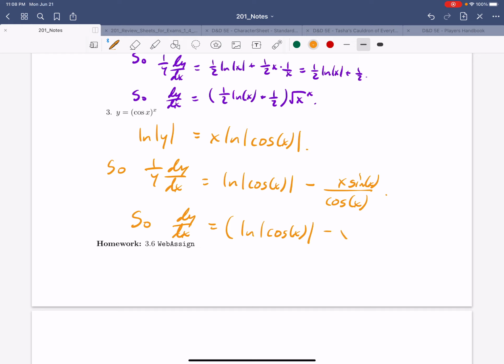I guess this is really, you could write this as x tangent of x if you wanted, times y, which is really just cosine of x to the x. Okay, and that's your answer. So again, note that this is a process, but if you're familiar with the process and you're mindful of your product rule and you're comfortable with your ln derivatives, then it shouldn't take all that long.